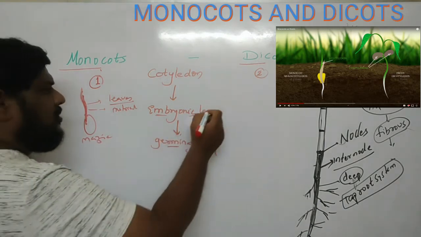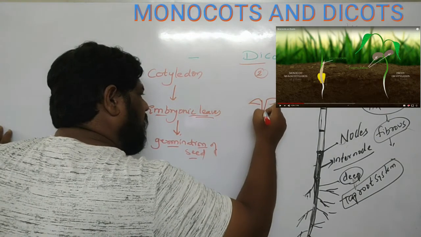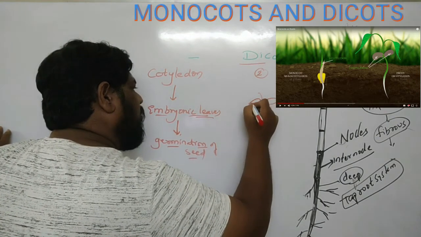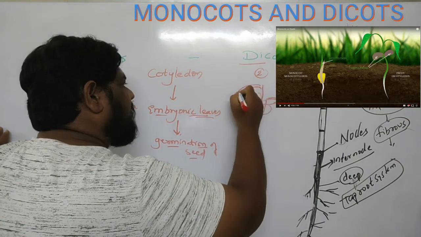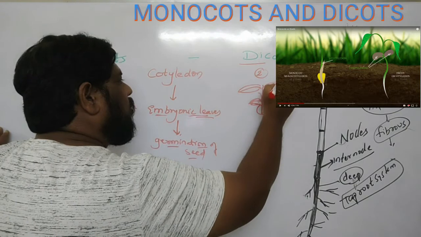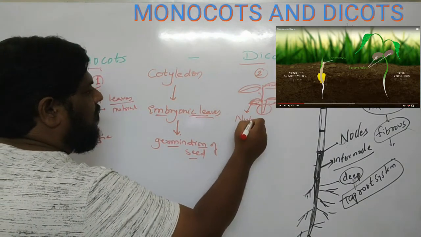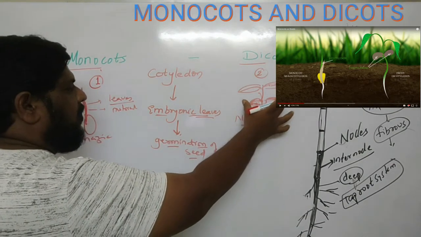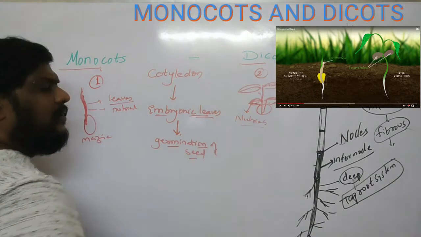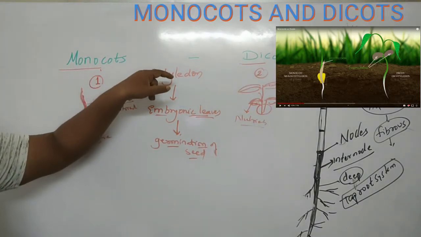Coming to the dicots, you can see that from the seed, 2 leaves come out, right? These are 2 embryonic leaves. Till the true leaves come out, these 2 leaves provide the nutrients to the plant. Because it has two, we call it dicotyledon. Here we have only one, so we call it monocotyledon.